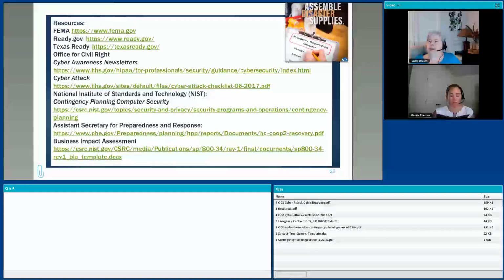There are many, many resources. Some of them are very general, like FEMA, ready.gov, Texas Ready. Those are very generic to emergency planning and disaster planning, but they do have some good ideas in them. There are also several that are specific to the Office for Civil Rights, either through the series of cyber awareness newsletters that they have or on cyber attacks. There is a separate resource document that we prepared because sometimes the links don't necessarily work from the PDF of the presentation, so we created a separate resource page with these in it. And then there are also several documents that we've referenced about contingency planning from the National Institute of Standards and Technology. And these are, again, just there as possible helps for you.